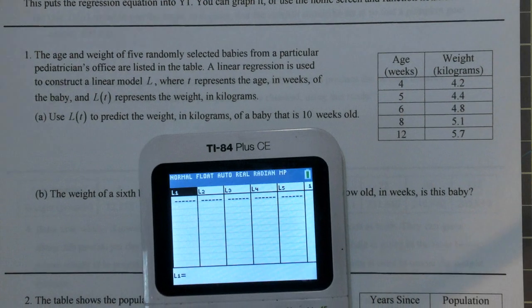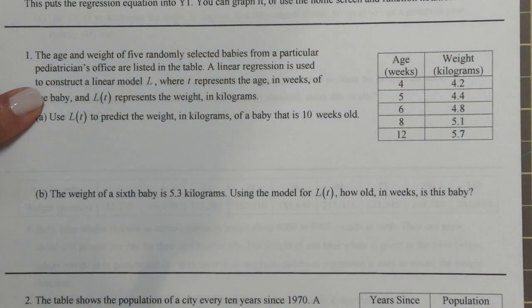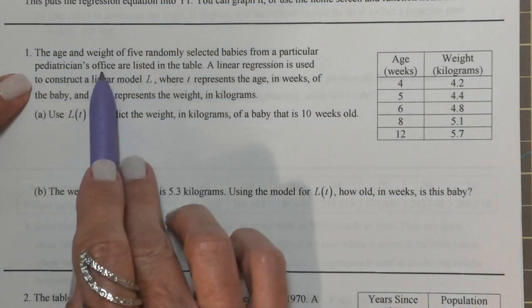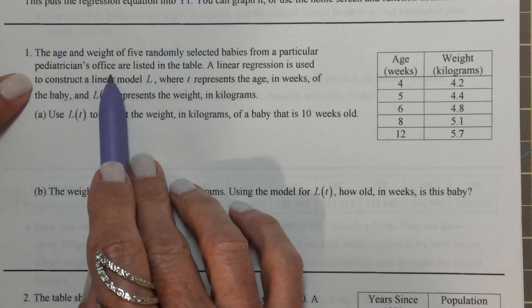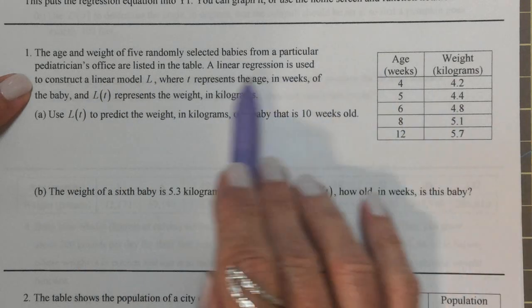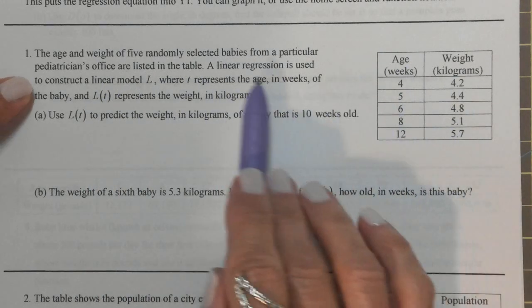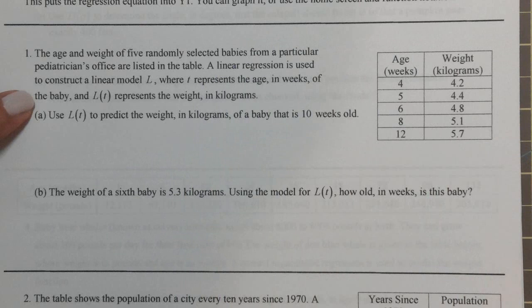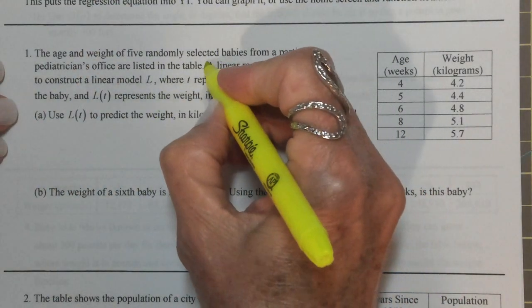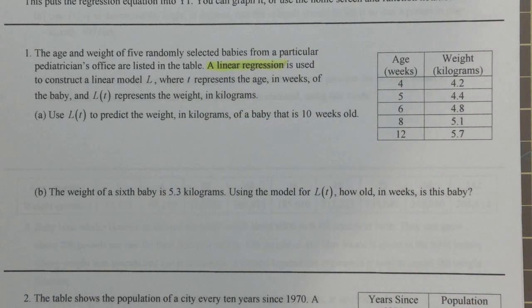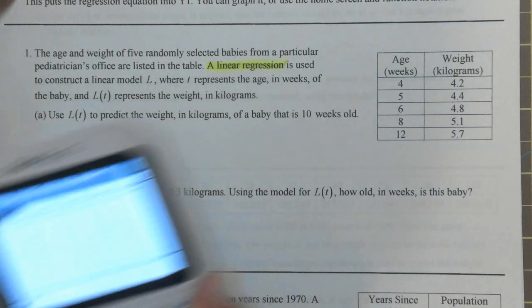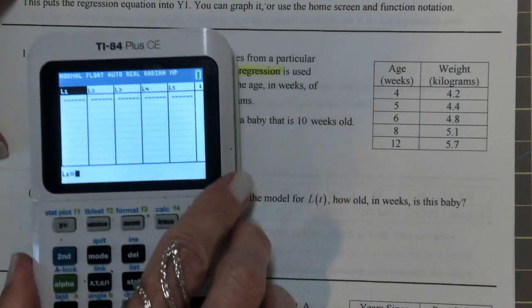Let's take a look at number 1 here. We have the age and weight of 5 randomly selected babies from a particular pediatrician's office, and the age and weight are listed in this table. A linear regression is used to construct a linear model for the data. So we're going to perform a linear regression. We're going to go to L1 and L2.